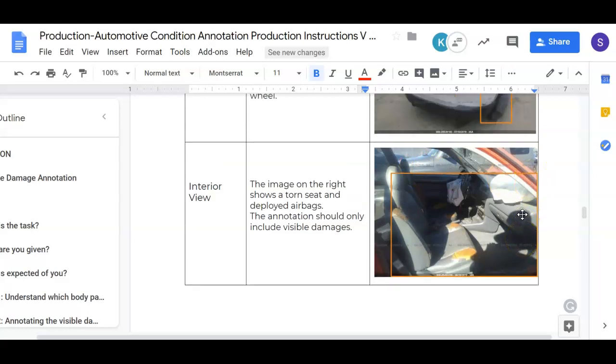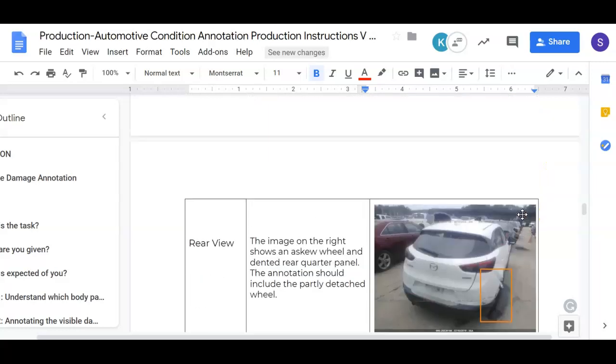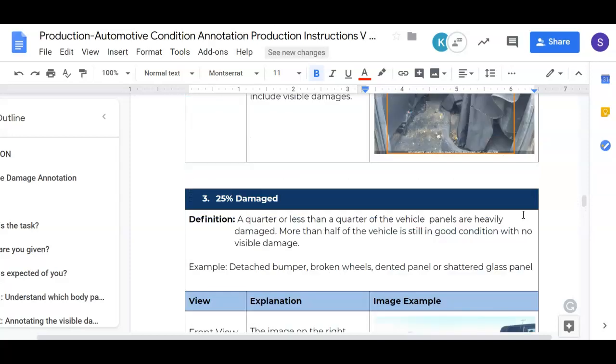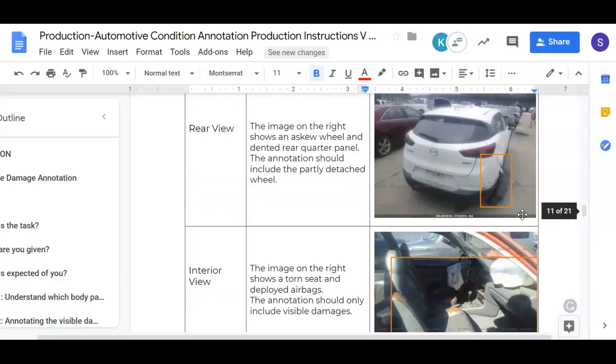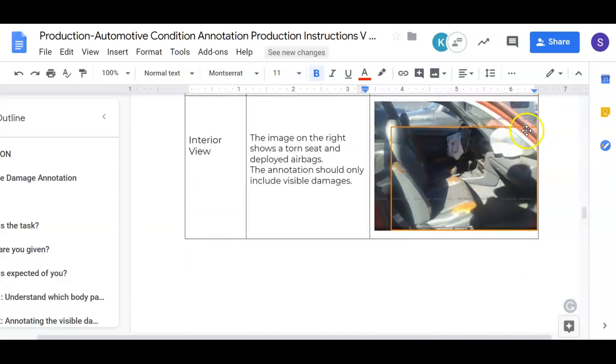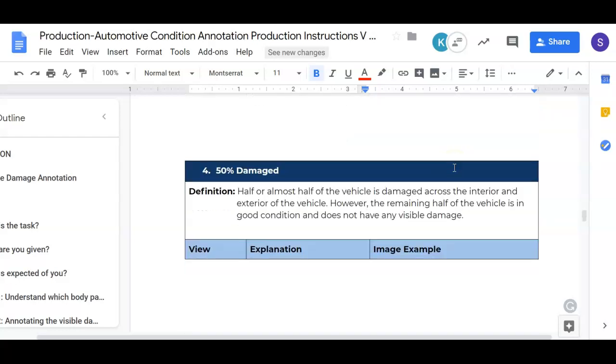This we would still say is 25% damage, because we can only see the interior part of the vehicle and only the front seat. Two airbags, it's already heavy, you can see some heavy tears here. So, 25%. All right, now 50% damage.